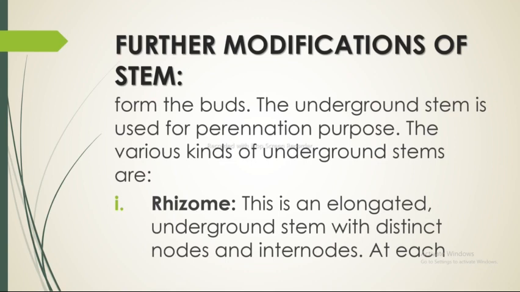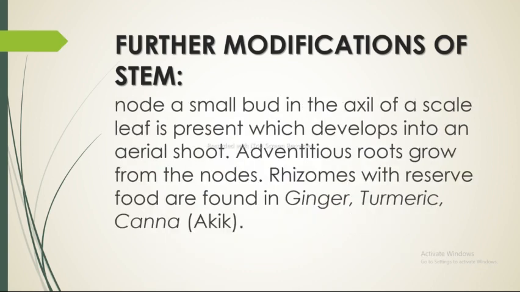This is an elongated underground stem with distinct nodes and internodes. At each node, a small bud in the axil of a scale leaf is present, which develops into an aerial shoot. Adventitious roots grow from the nodes. Rhizomes with reserve food are found in ginger, turmeric, and canna, which is also known as akeek.